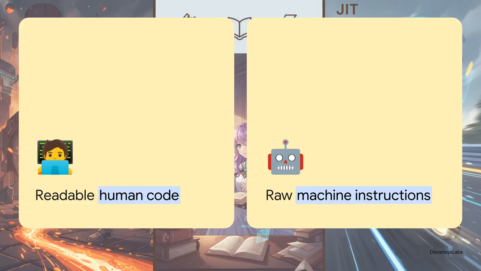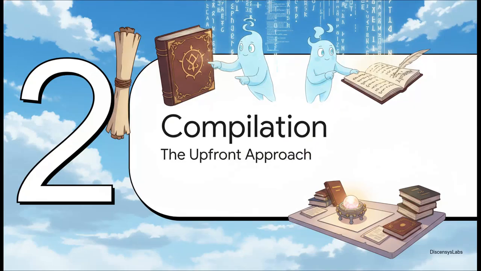But here's the thing. Your CPU definitely doesn't speak English, and it sure doesn't speak Python. It only understands what is on the right, raw binary machine instructions, literally just ones and zeros. Since our programming languages can't run directly on the hardware, a major translation step is absolutely mandatory before anything can actually execute.